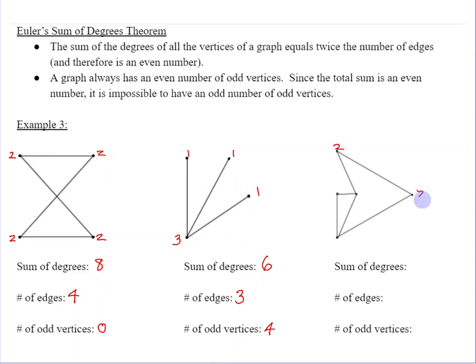Lastly, if we add up these degrees, 3 plus 3 is 6, plus 2 is 8, plus 2 is 10, plus 2 is 12. Divide by 2, we get the number of edges to be 6, which it is if you go through and count. We have 1, 2, 3, 4, 5, 6. And we have 2 odd vertices.